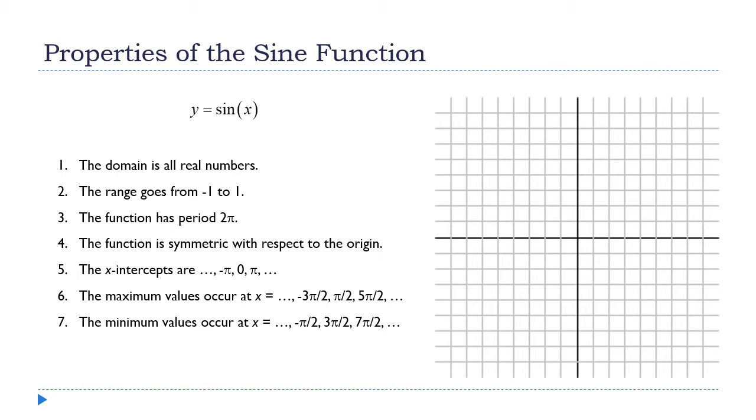Well, I've got a few basic facts here that are going to guide us through doing this. First, the domain is all real numbers, so it's going to go the entire length, if you will, of the graph. The range goes from -1 to 1. We've seen this before. -1 is the minimum value of the sine function, and 1 is the maximum value.